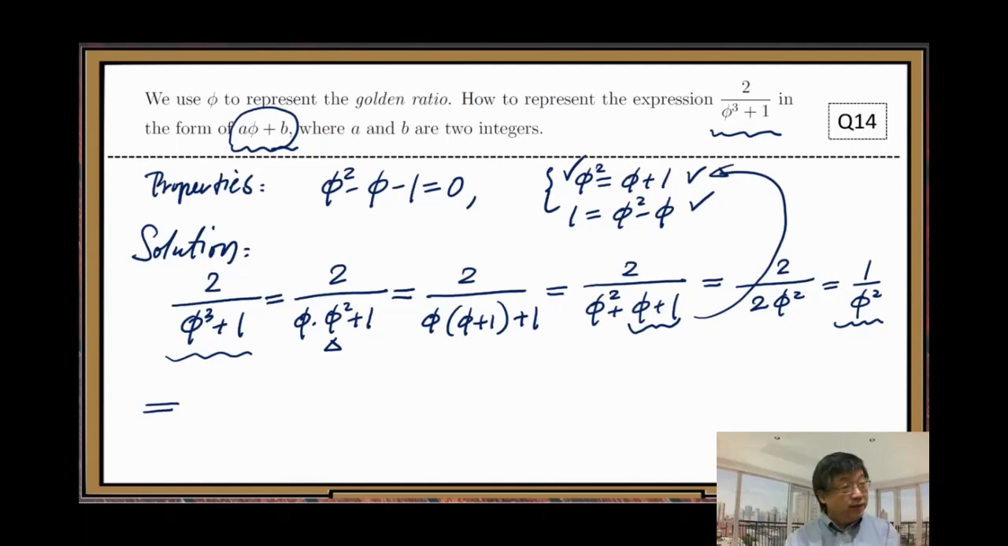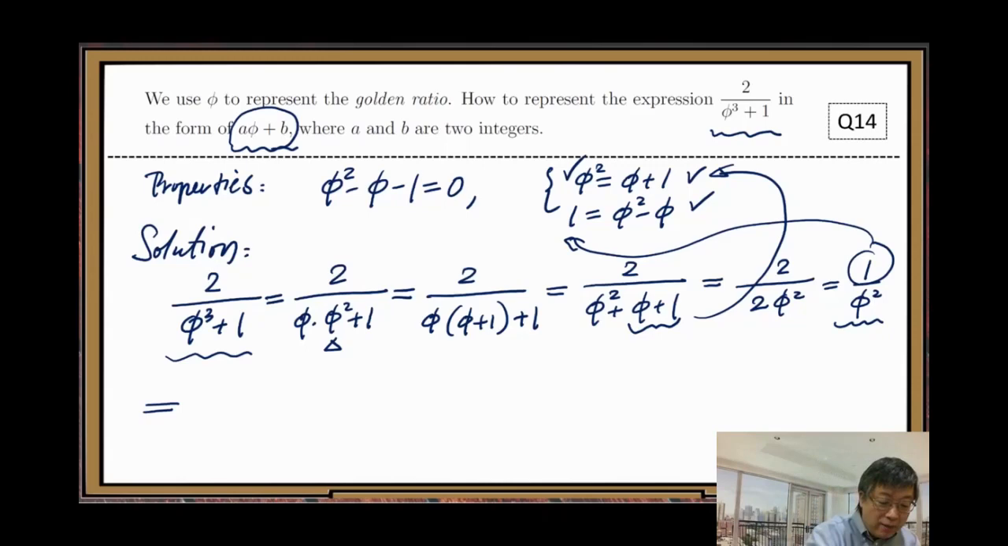Now identify more patterns. But this time, look at the numerator 1. 1 is just the left-hand side of the second property. Can we replace 1 by phi squared minus phi, then over phi squared? Although you may make that 1 more complicated, 1 is so simple, but now you replace 1 by phi squared minus phi. Don't worry. You increase the complexity, it looks like, but you will get a benefit quickly.